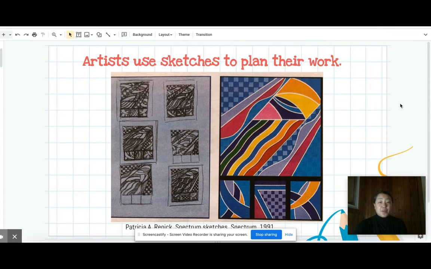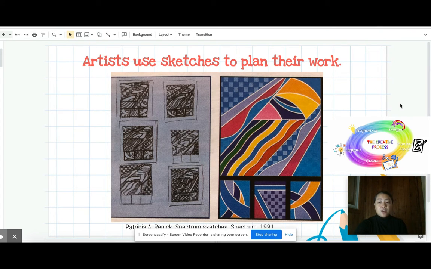Artists use sketches to plan their work. Here's an artwork by Patricia A. Rennick, and you can see that she had done a lot of sketches before she completed the final artwork. So sketches are a way for us to plan. And as part of our cycle of creative process, remember a plan is a lot of times a sketch by an artist.